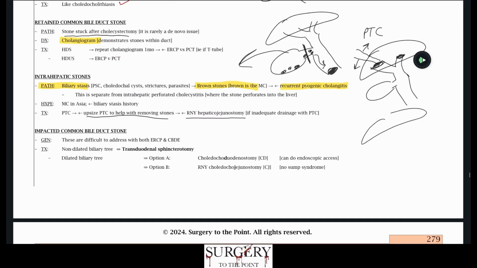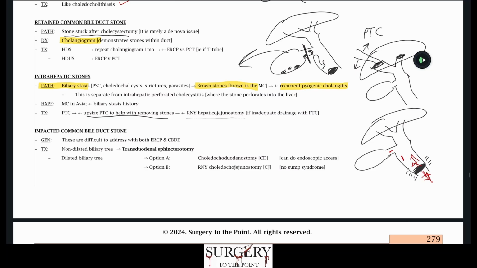So, moving right along to impacted common bile duct stones, this is still going to be quite low yield, but you'll occasionally see this on a board scenario, but very rarely in real life. What this means is that yes, you have choledocholithiasis, a stone is stuck, but it's not just stuck, it's very, very stuck. So you try to go in maybe with an ERCP from below, or maybe you try to go in with a common bile duct exploration, transcystic or through the actual common bile duct itself, but you can't move this. So what do you do then?